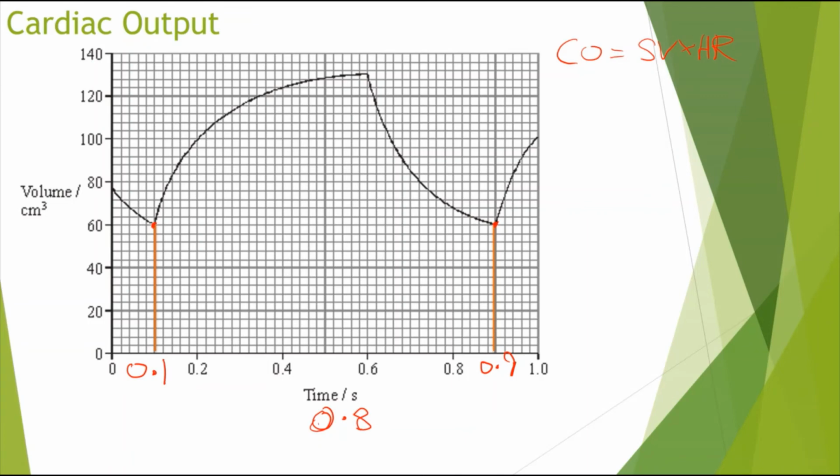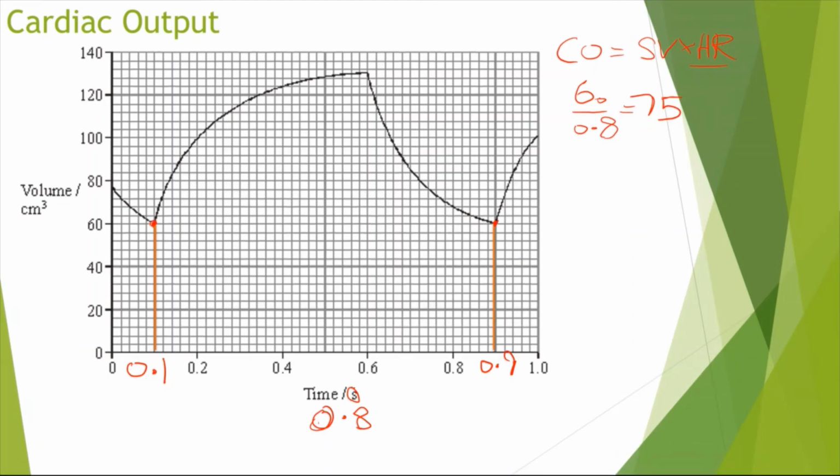So if one cardiac cycle takes 0.8 seconds to be completed, how many cardiac cycles can I fit in 1 minute? Because this is in seconds, what I can simply do is 60 divided by 0.8 to find how many cardiac cycles would occur in 1 minute, and this would be 75. So 75 would be my heart rate.